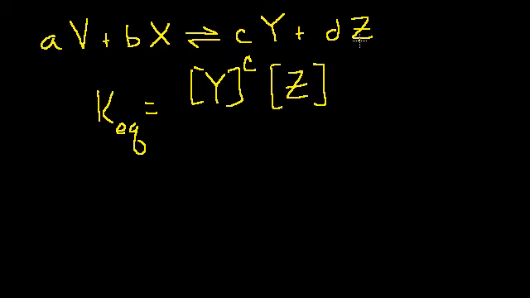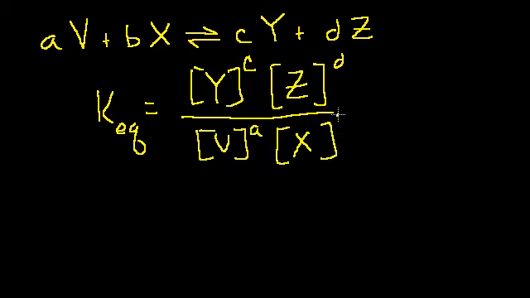No, we're not doing some calculus here. D is just the number of moles we need of Z for every C moles of Y, B moles of X, and A moles of V. So Z to the D power divided by the concentration of V to the A power and X to the B power. So the question is why. It's a nice little clean equation, but why does it look this way?